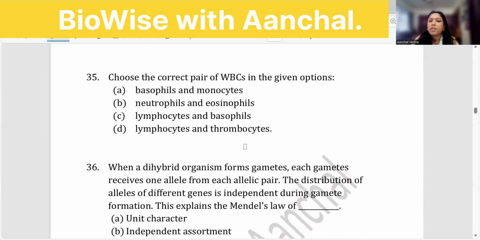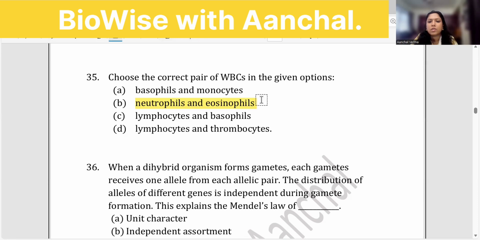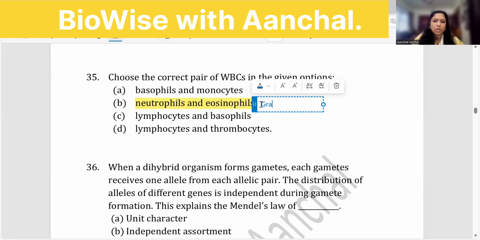Okay. Moving to the next. Choose the correct pair of WBC in the given option. Basophils and monocytes are different. Basophils are granulocytes, monocyte is an agranulocyte. Neutrophils and eosinophils, both are granulocytes. Lymphocytes and thrombocytes, thrombocytes are the platelets. So the correct answer is neutrophils and eosinophils. Both are in the category of granulocytes. Understood?